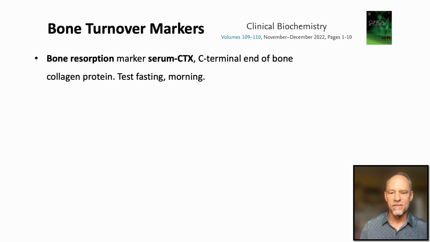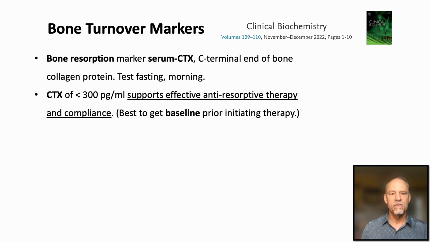One of the things to take from this right away is that there's a lot of collagen in bone, and when we talk about what else we can do to support bone health, we're going to talk more about collagen. If the CTX is less than 300, it supports that there's effective anti-resorptive therapy and compliance. So I look at this if I'm using a bisphosphonate to make sure that we're getting significant reduction in resorption. If I'm trying to titrate the dose of estrogens, I can use that as well. So the CTX can be very helpful.